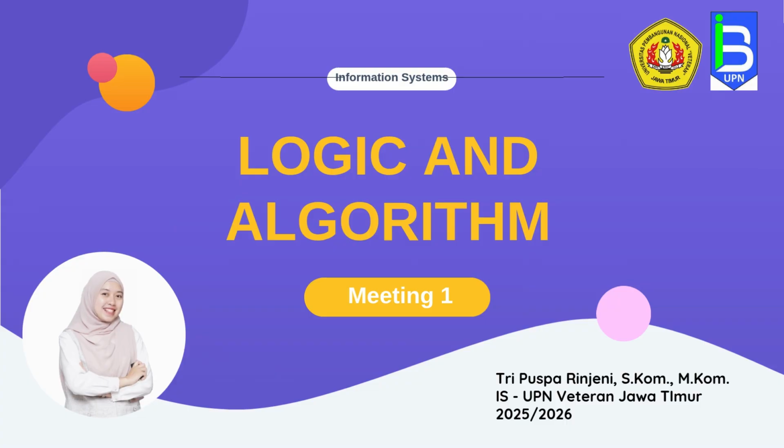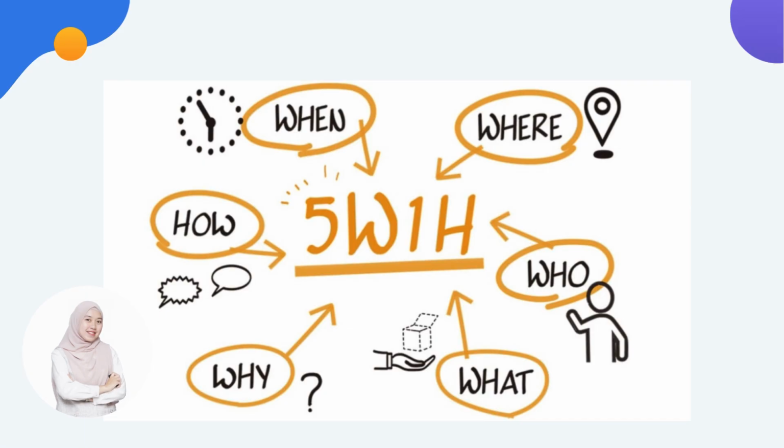In this course, we will learn how to think systematically, how to analyze problems, and how to design algorithms that later can be translated into real computer programs. Today, we will begin with the basic concepts: what logic is, what an algorithm is, why they are important, and how they help us solve problems efficiently. To simplify the concepts of logic and algorithms, I have organized the discussion using the 5W1H method.